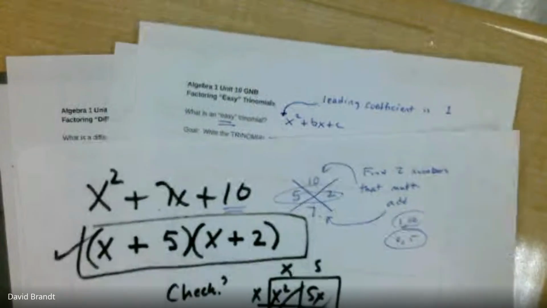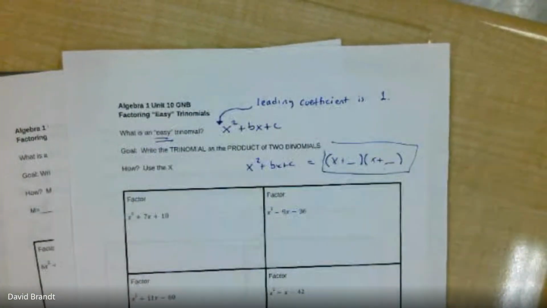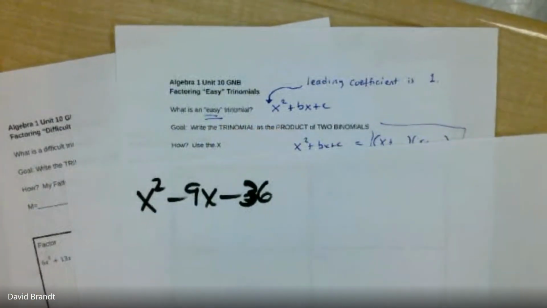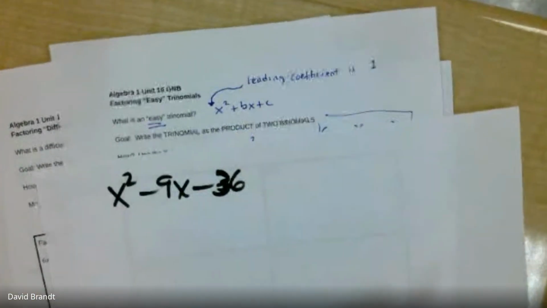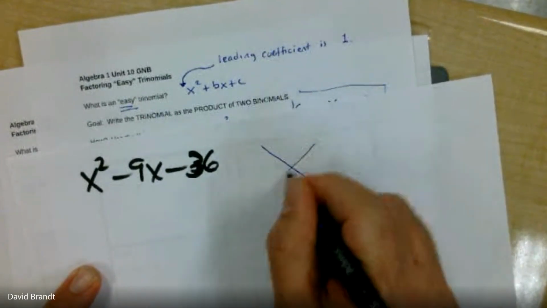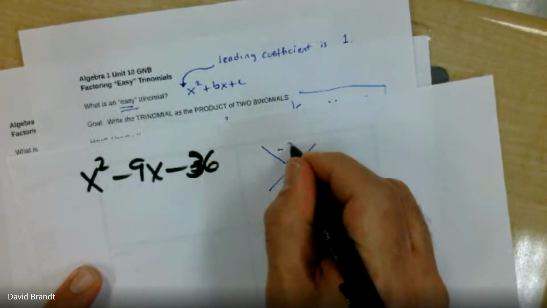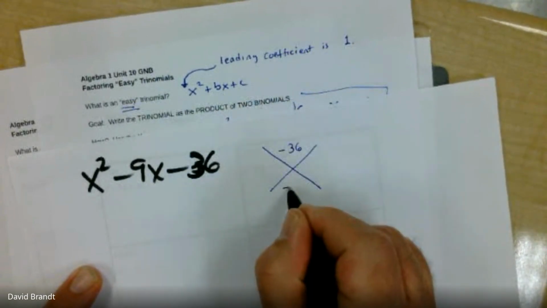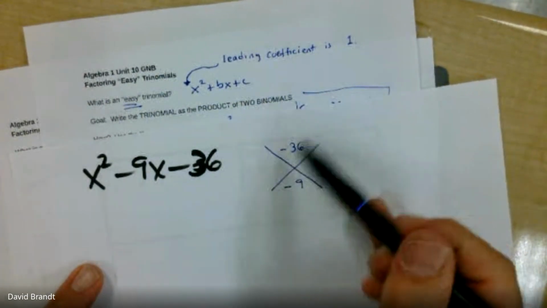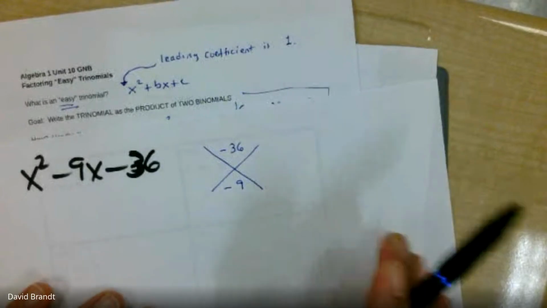All right, example 2. Where is example 2? All right, this is example 2. X squared minus 9x minus 36. All right, how do we do it? Well, we're going to make an x. You put negative 36 on the top, and you put negative 9 on the bottom. It gets a little bit tricky with negative numbers. You got to be a little careful.